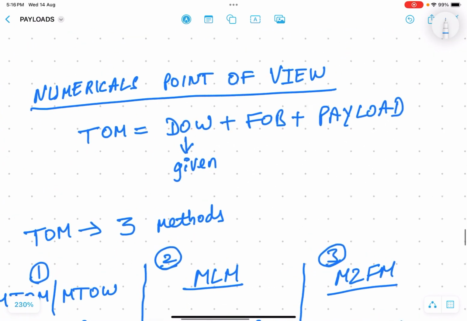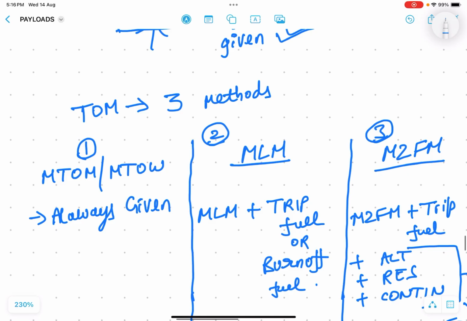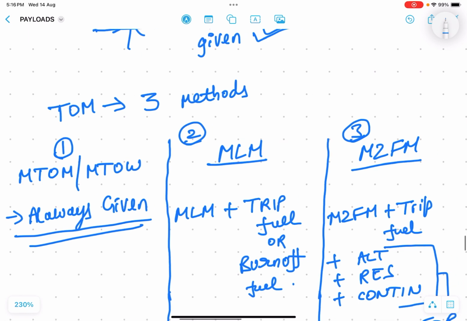So now discussing the numerical point of view, the basic equation is takeoff mass is equal to dry operating weight plus fuel on board plus payload. So the dry operating weight will always be given in the questions. And the first thing you will have to calculate is takeoff mass. And there are three methods to calculate takeoff mass. First, it will always be given in the question, maximum takeoff mass or maximum takeoff weight.